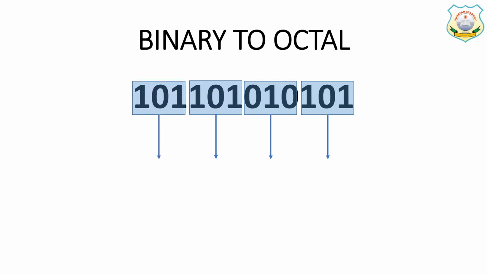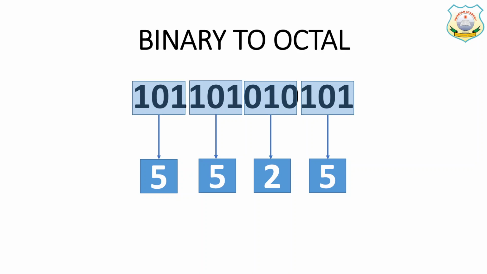From the right hand side I made the groups of 3 bits, and then we calculate. 101 is what? That is 5, since this is 4 and 1, 5. 010 is 2, again this is 5, again this is 5. So simple. The answer that we got is 5525. So that's binary to octal.